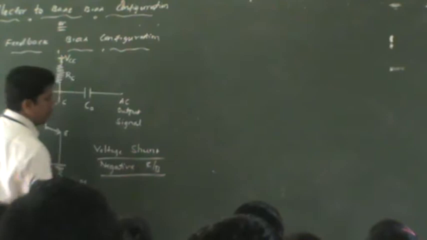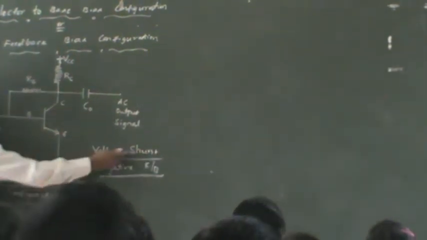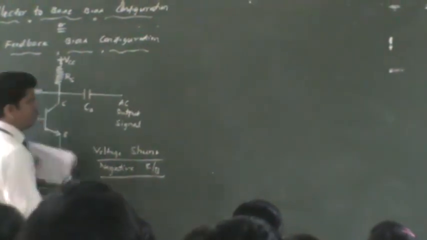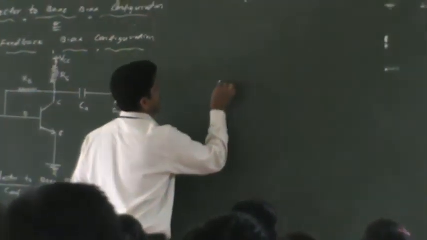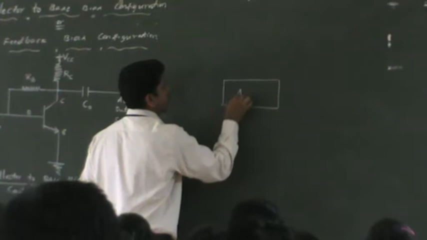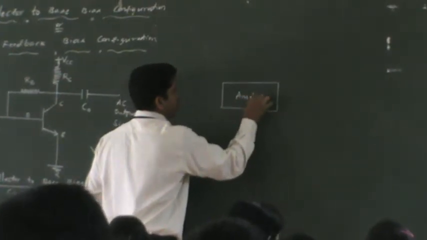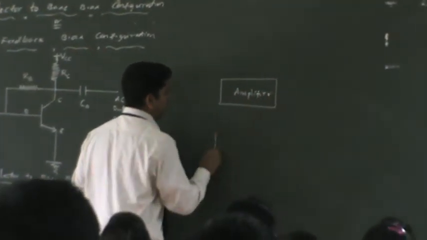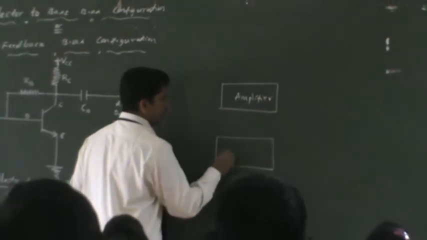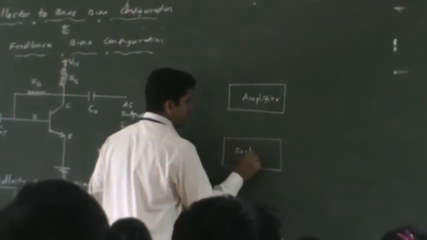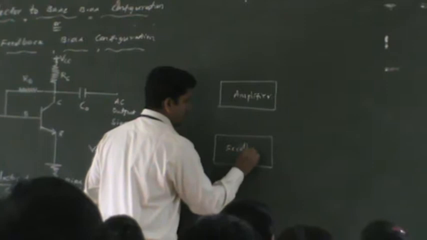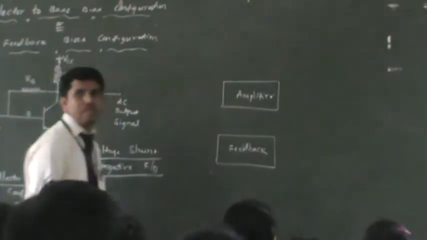We will discuss amplifier, negative feedback amplifiers later on. So, what do you mean by voltage and negative feedback? Normally, a feedback amplifier contains an amplifier part and a feedback part. Same block diagram we are going to discuss in part B.